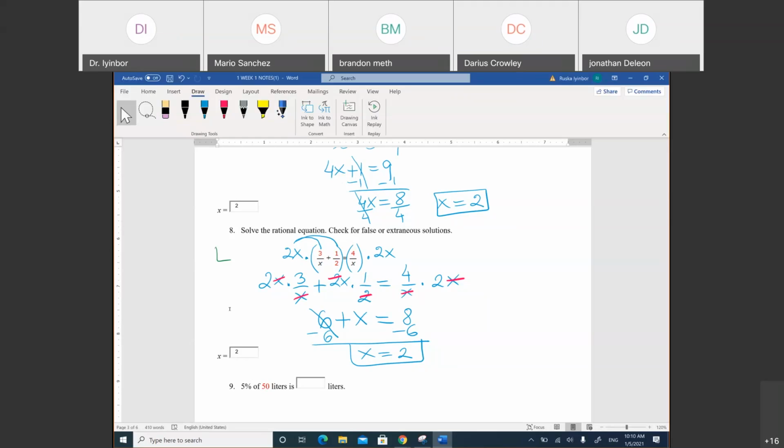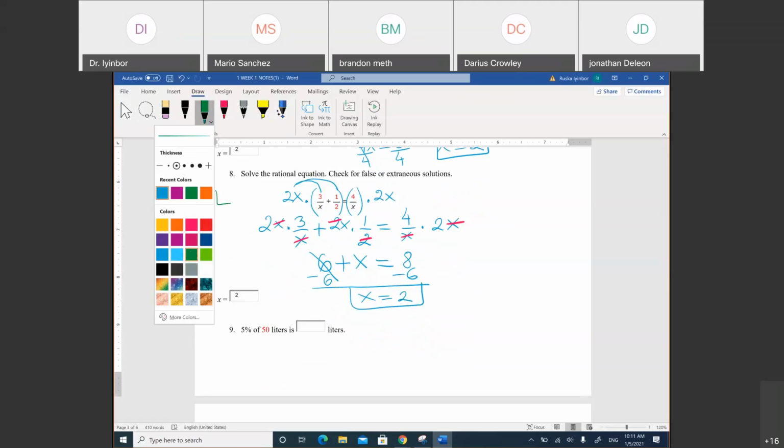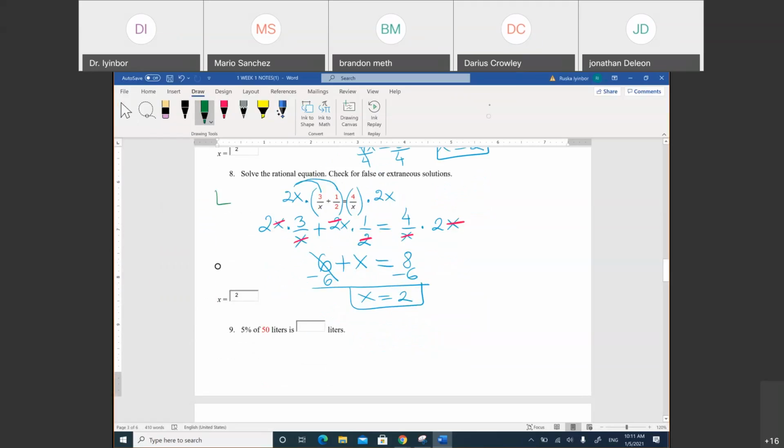And then we're going to do number 9 also because it's really easy. What is 5% of 50 liters? So you're changing the 5% to a decimal. So this is really easy to solve. You know how to change percent to decimal, right? You divide by 100. Okay, somebody already has the answer. So it's going to be 0.05. And when you multiply it by 50 liters, it's going to be 2.5 liters. That's right.